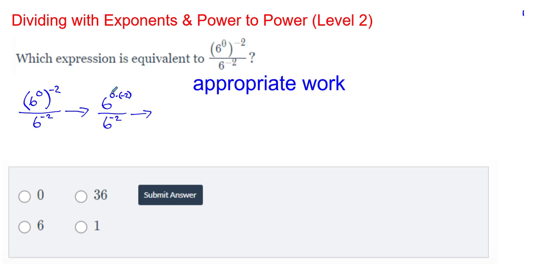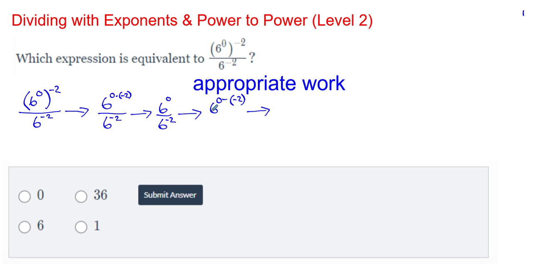All right, so 6 to the 0 times negative 2 simplifies to 0, which is kind of nice. And then in the bottom, it's just 6 to the negative 2. And then when we're dealing with division, we subtract the exponents. So I'll start by writing 6 to the power of 0, and then I will subtract this negative 2 on the bottom. But again, watch out for when you have a negative negative. That's going to switch to a positive.